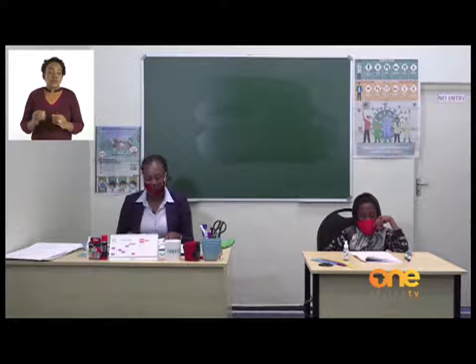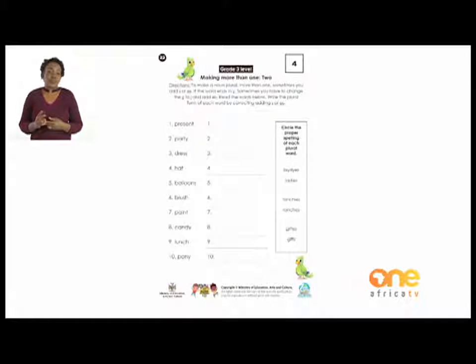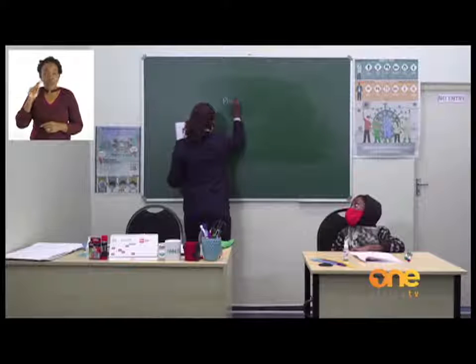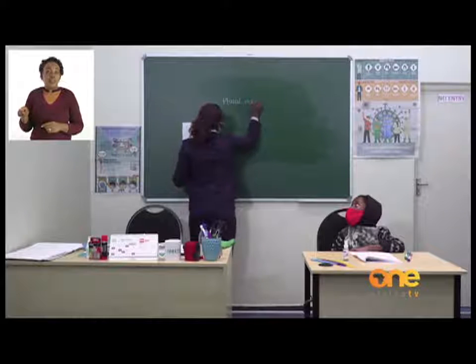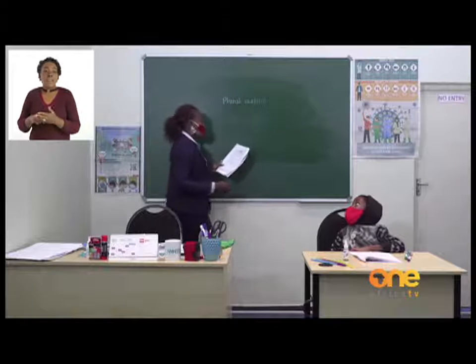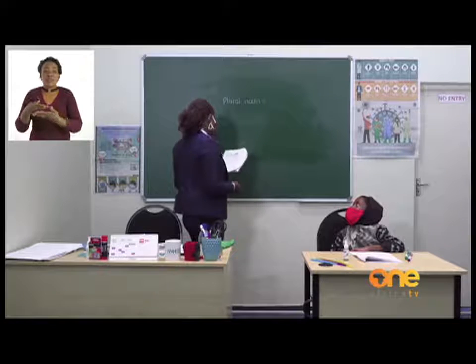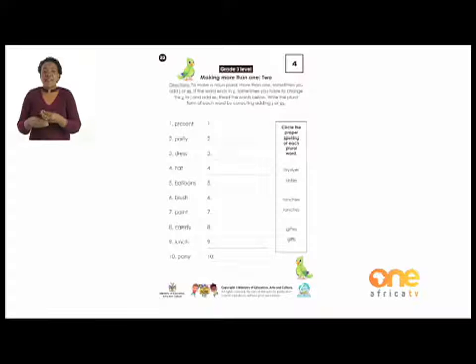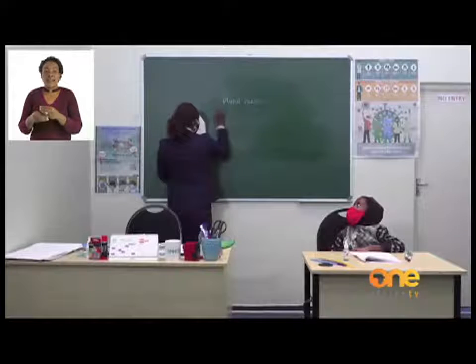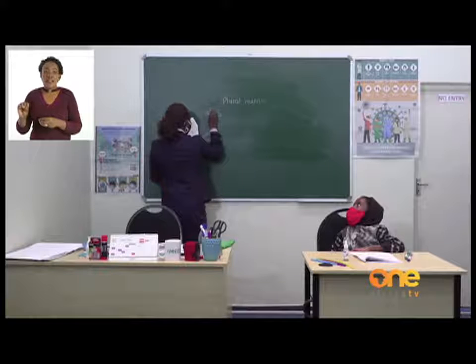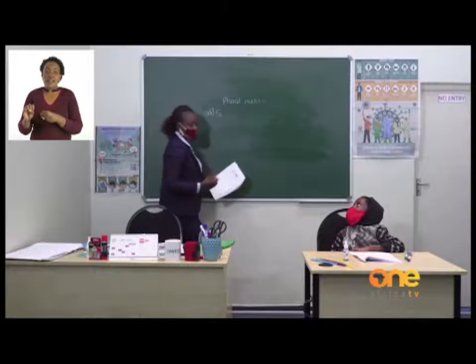Let's now move on to page 22, where we are going to talk about plural nouns. When we say plural nouns, it means more than one, as it is written in your booklet, making more than one. So there will be two, there can be three, okay. In some plural nouns, we add S, okay? Just add S to make the noun plural.